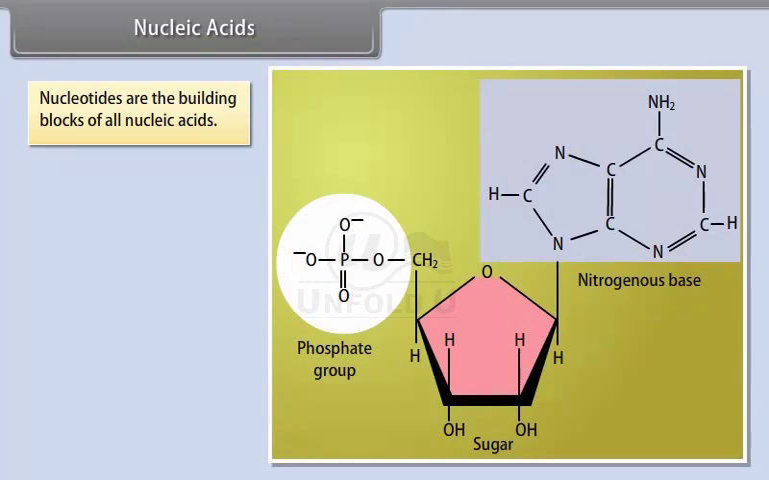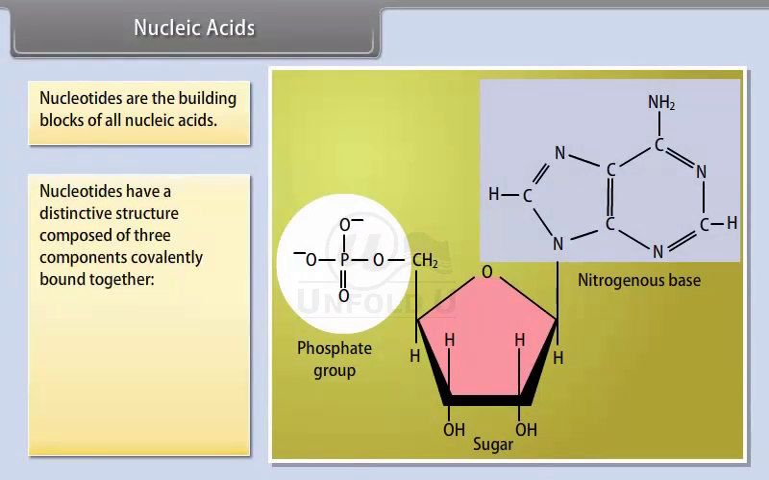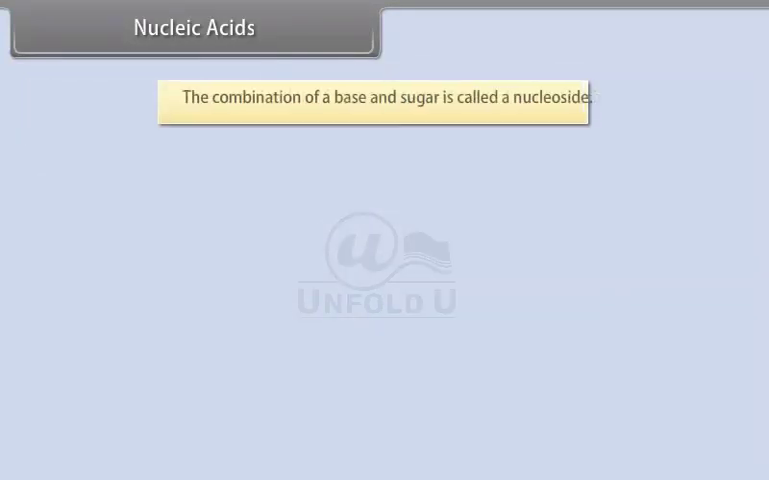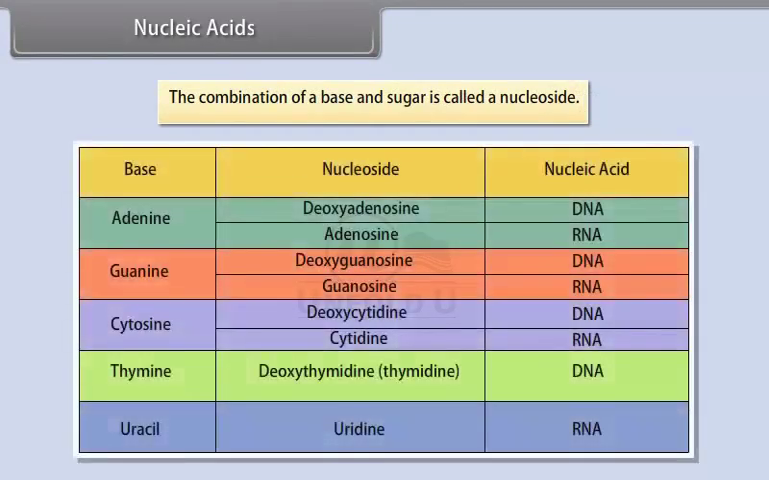Nucleotides are the building blocks of all nucleic acids. Nucleotides have a distinctive structure composed of three components covalently bound together. A nitrogen-containing base, either a pyrimidine or purine. A 5-carbon sugar, ribose or deoxyribose. A phosphate group. The combination of a base and a sugar is called a nucleoside.